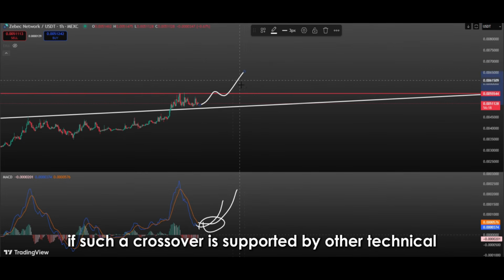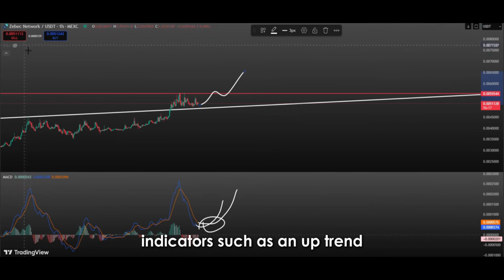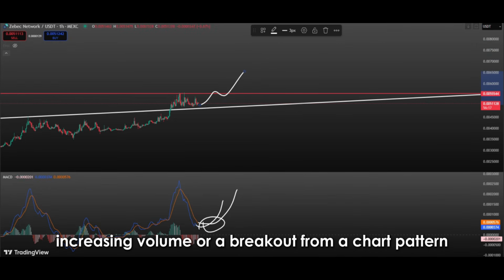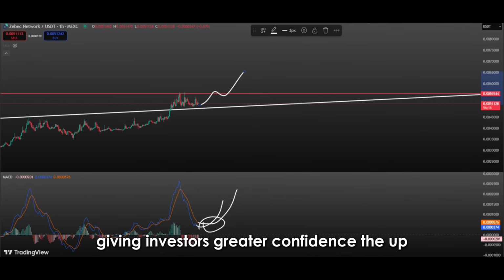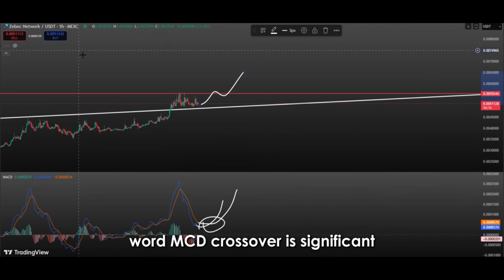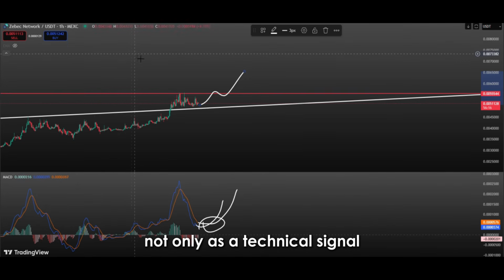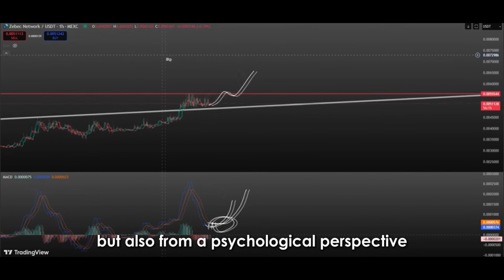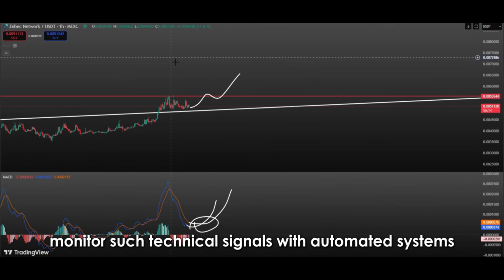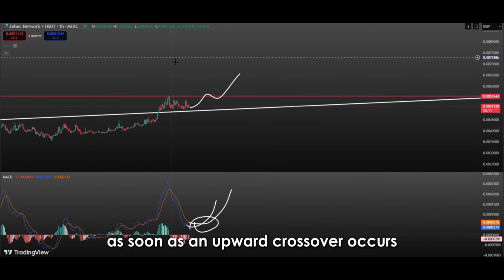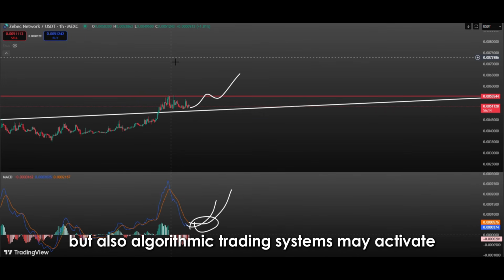If such a crossover is supported by other technical indicators, such as an uptrend on the RSI, increasing volume, or a breakout from a chart pattern, its reliability improves, giving investors greater confidence. The upward MACD crossover is significant not only as a technical signal, but also from a psychological perspective. Many investors monitor such technical signals with automated systems. As soon as an upward crossover occurs, not only retail investors, but also algorithmic trading systems may activate.